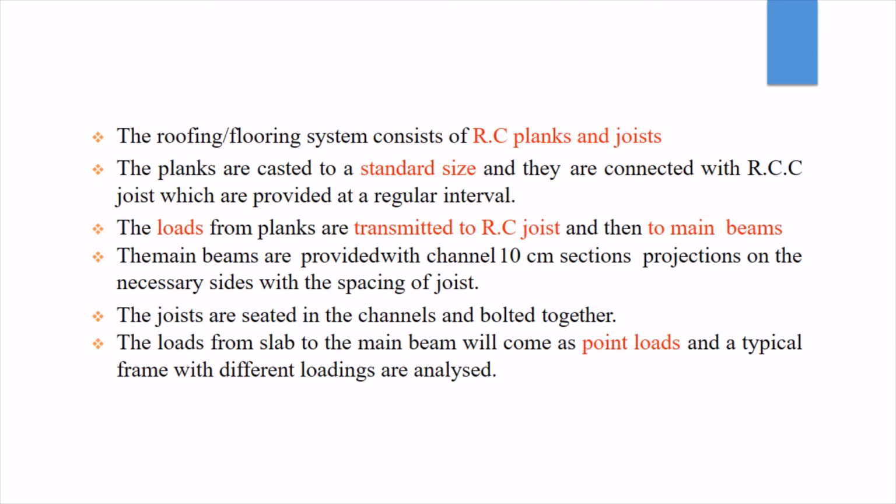The roofing or flooring system consists of RC planks and joist. I mentioned that joist is a secondary beam. Planks are horizontal members which behave as a slab. So we are going to take the slab and erect it. The joist will carry the loads and distribute them to the main beams. So this is the concept.